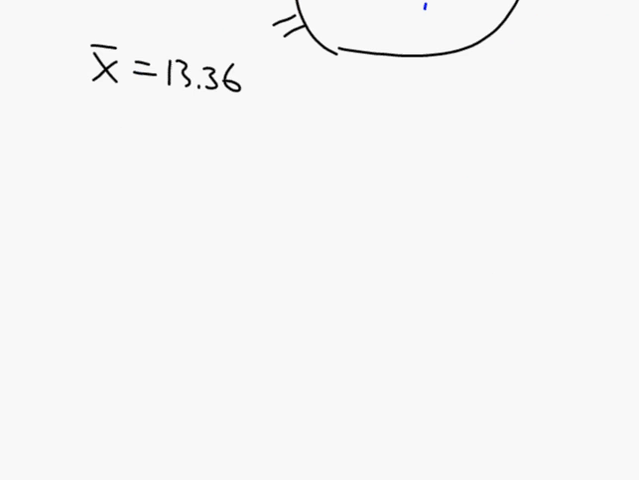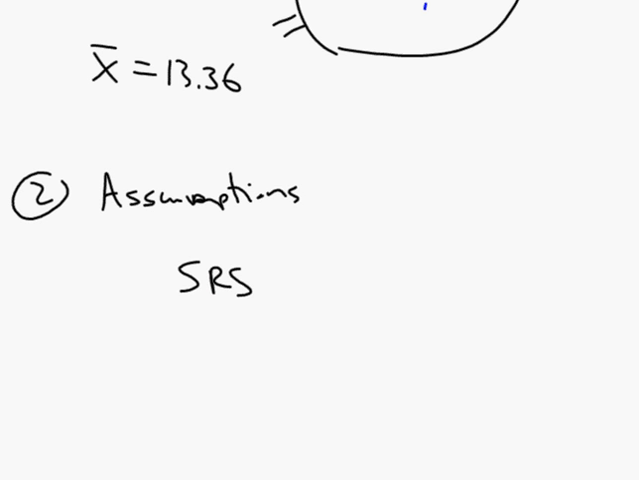So after you've stated your hypotheses, the other thing you always do is talk about assumptions. You should always list them out here and give them a try. Number one, did you have an SRS? And yes, you did. They said there were 46 students selected at random. Number two, this test is called independence.